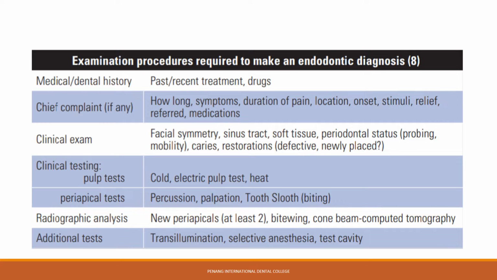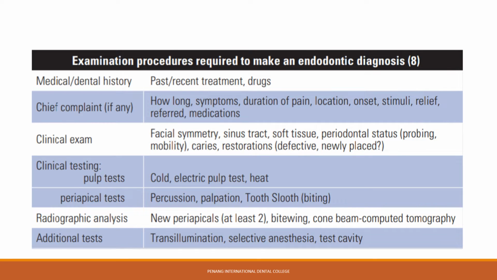If the patient complains of pain, you have to note down all the features like duration of pain, location, onset, and what stimuli give rise to pain. If there are any relieving factors, is the pain referred, and if the patient is taking any medication for the relief of the pain. The history should also include the medical and dental history, which includes all present or recent treatments the patient has undergone and various drugs taken for the same purpose.